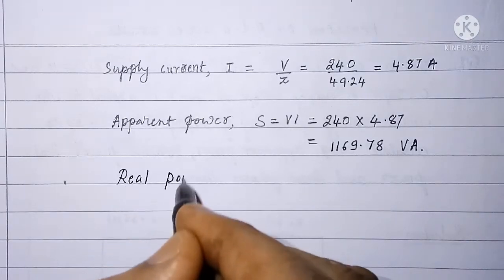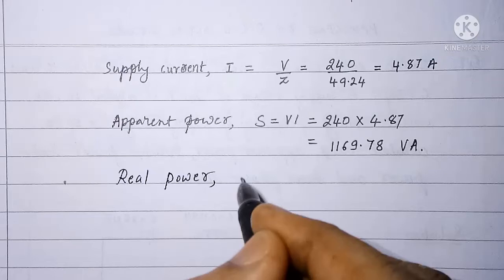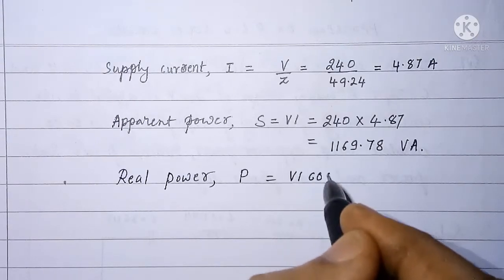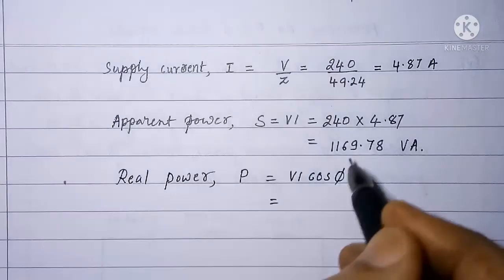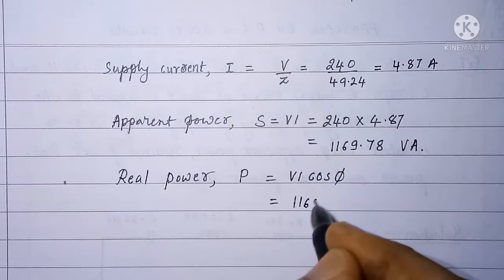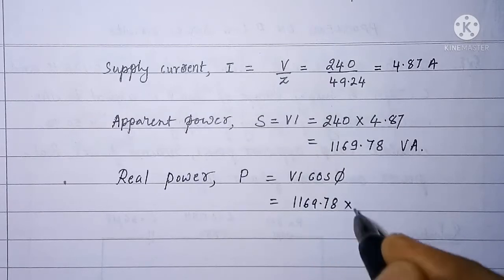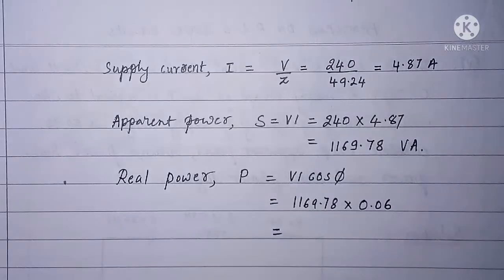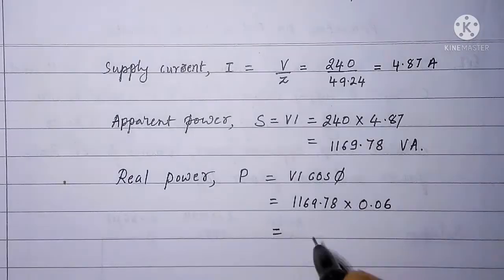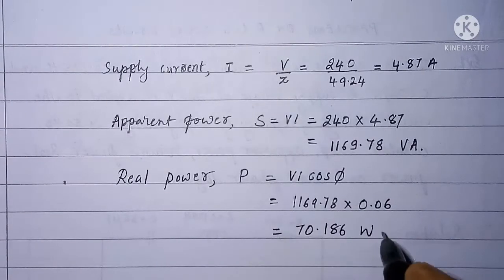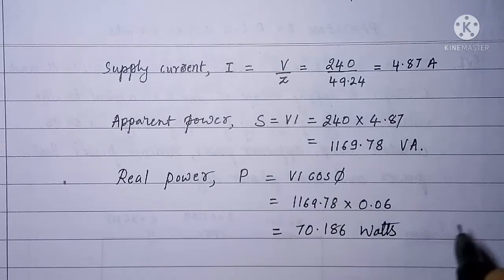Real power or true power or active power, capital P, is equal to VI cos phi. V into I we have calculated as 1169.78 into cos phi, that is 0.06. On multiplication we get 70.186 watts.